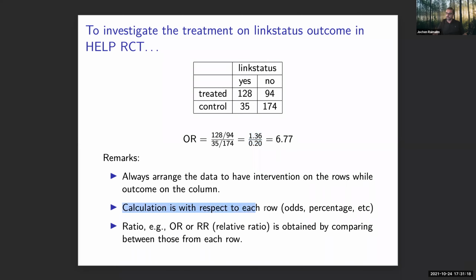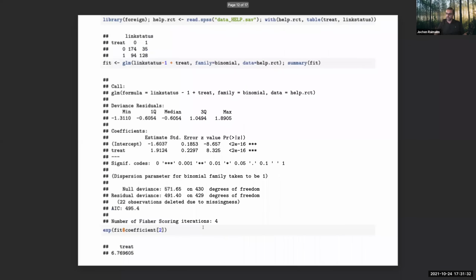The calculation is with respect to each row. And the ratio, either the odds ratio or relative risk ratio, and the risk ratio, the relative risk, is obtained by comparing between those from each row. What does that mean now when you essentially try to use this in logistic regression? And this is now where we're going into practicality and using this in R.